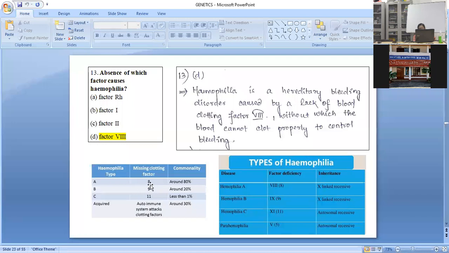Can I have the other name for factor 9? Can anyone supplement me with the other name for factor 9 in the blood clotting cascade?